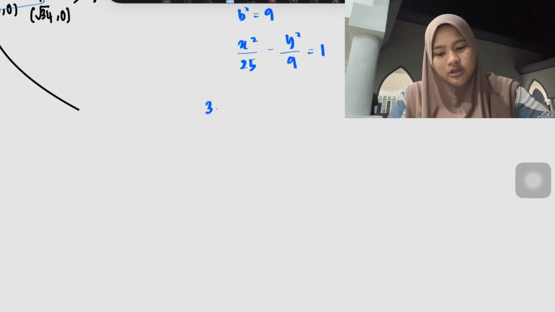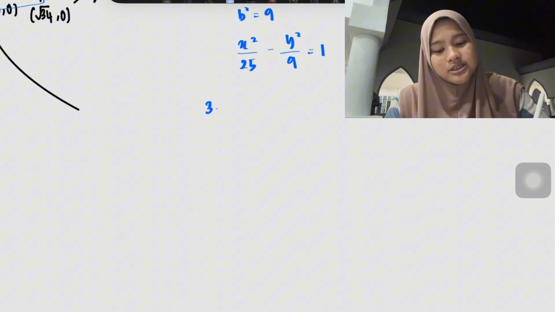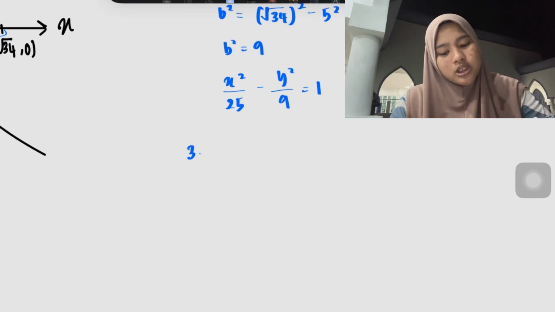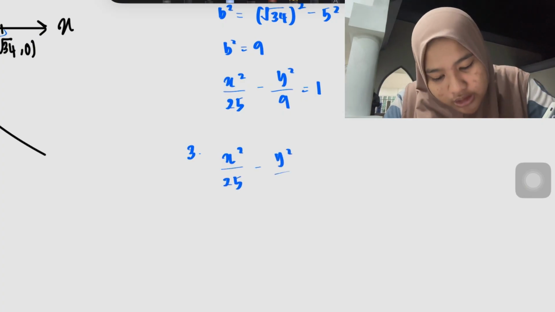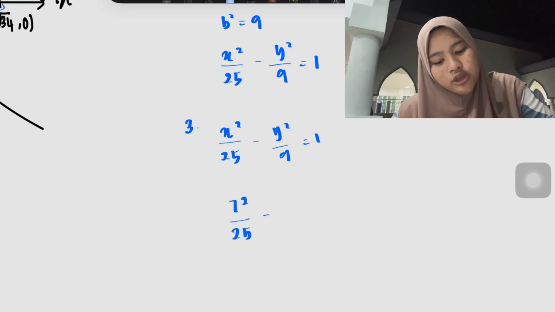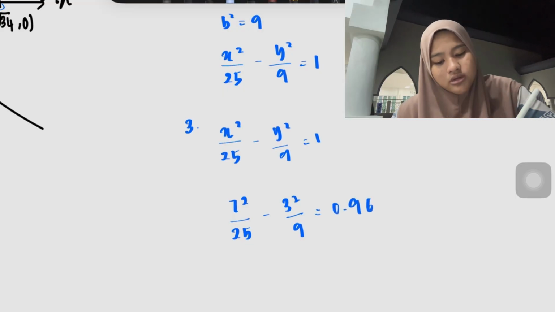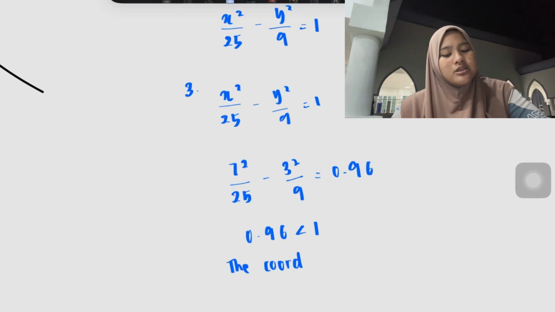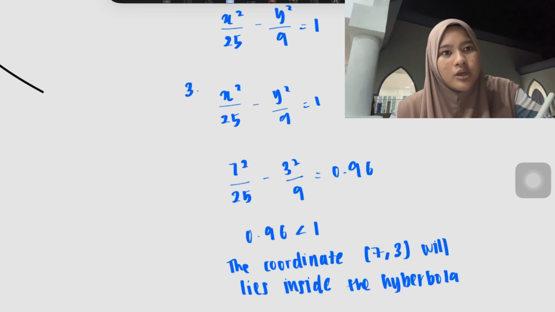Okay, for the last question, the question asks us to determine whether the point lies inside, outside, or on the hyperbola. To solve this question, we need to use the equation of the hyperbola that we already got in the first question. Next, we just need to substitute the coordinates of the point into the equation, and the answer will be 0.96. So 0.96 is less than 1. So the final answer is that the point lies inside the hyperbola.